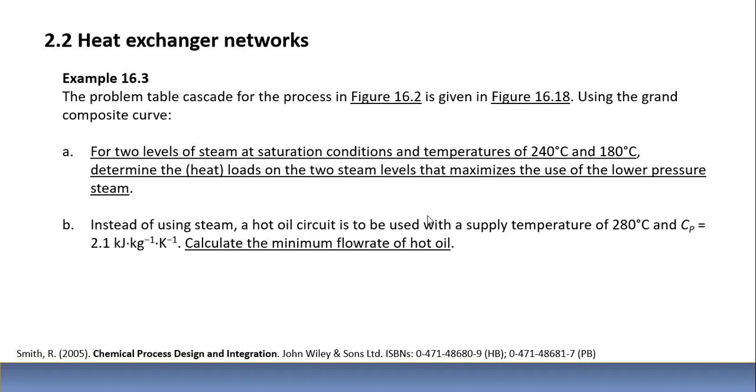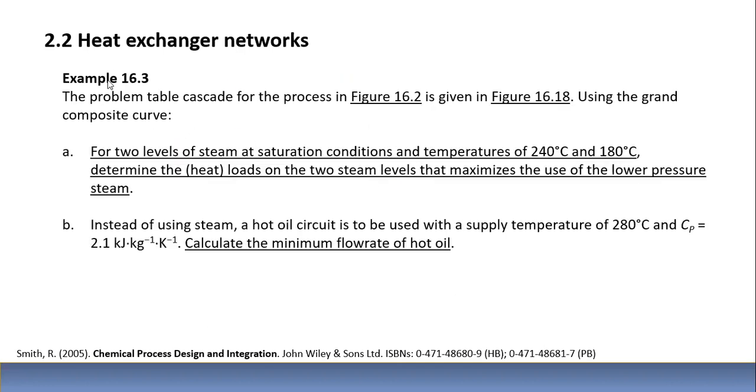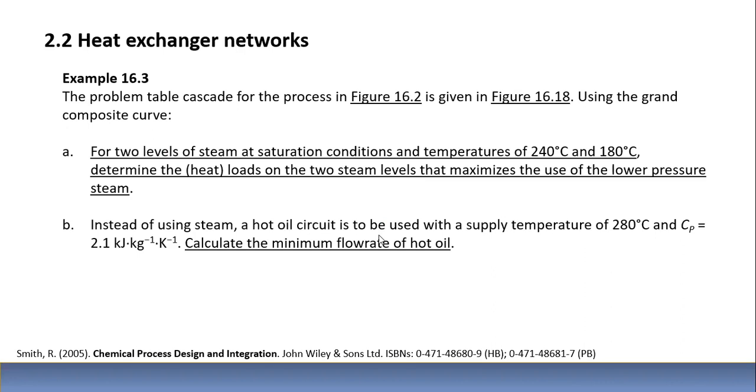La parte A. La parte B, instead of using steam, a hot oil circuit is to be used with a supply temperature of 280 and a CP of 2.1 kilojoules kilogram Kelvin. Calculate the minimum flow rate, that is mass flow rate of hot oil. Okay. Entonces, aquí nos hace el ejemplo, estamos en el libro de Smith, el capítulo 16, si estoy correcto, sí, 16 del libro de Smith.